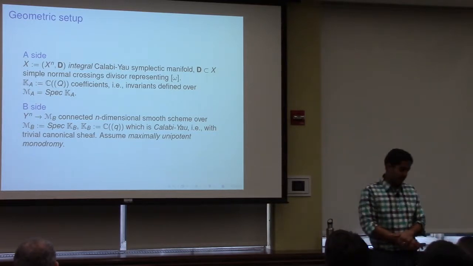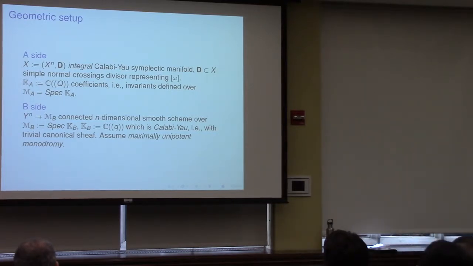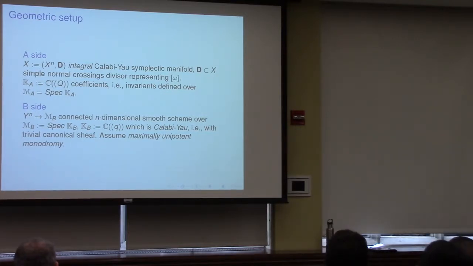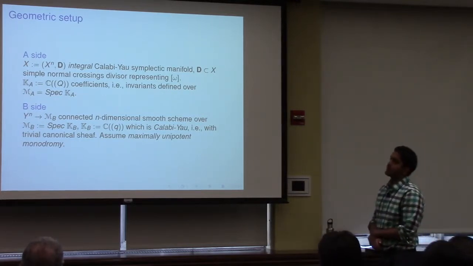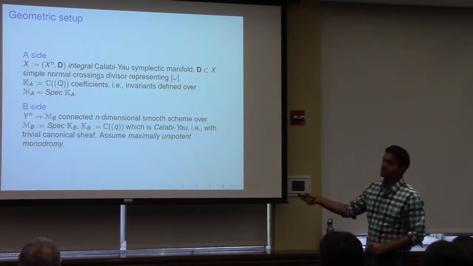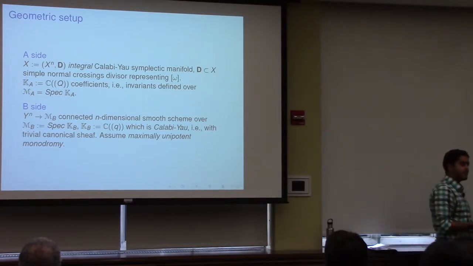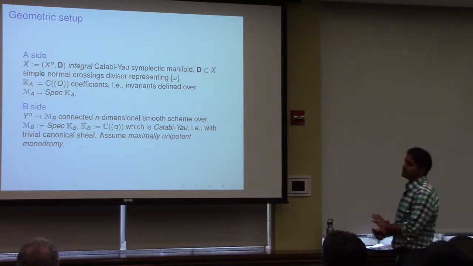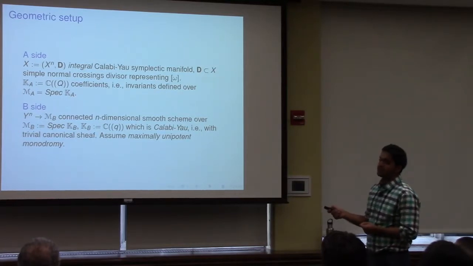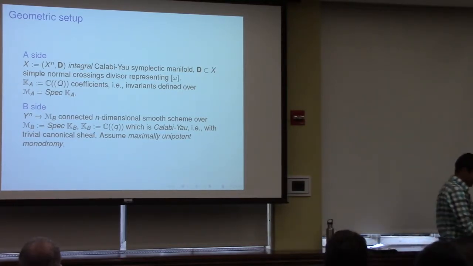Okay, so on the B side, the candidate mirror is going to be some connected family over a formal punctured disk. And here I'm going to think of the ring of that formal punctured disk as Laurent polynomials in a different variable q. It's going to be important for the purposes of this story to not a priori identify the two formal disks. Okay? And as before, I want to assume that this is a maximally unipotent monodromy situation, which is to say that this family is somehow maximally degenerate, in a manner that's been much studied in classical mirror symmetry.